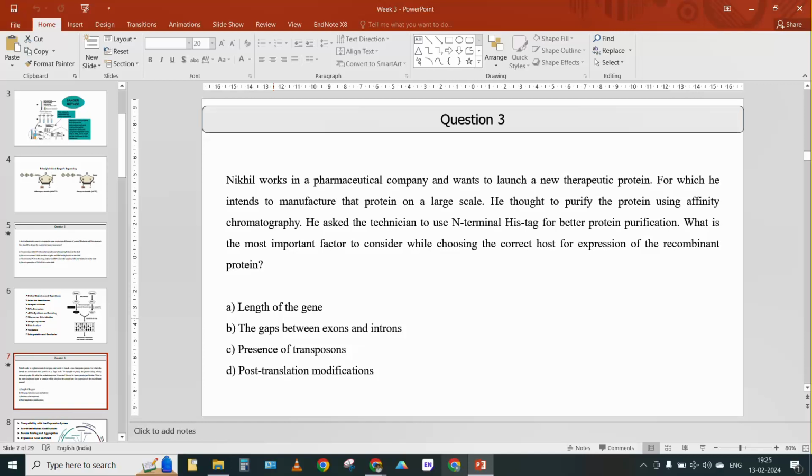Okay. And what do you think about post-translational modifications? Just a question. What do you think? What is post-translational modification? Just a hint.